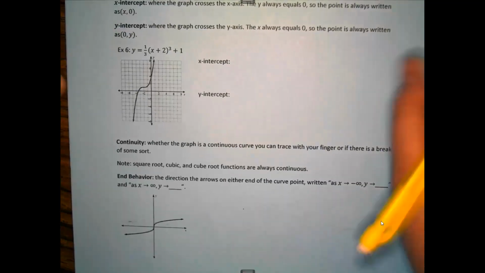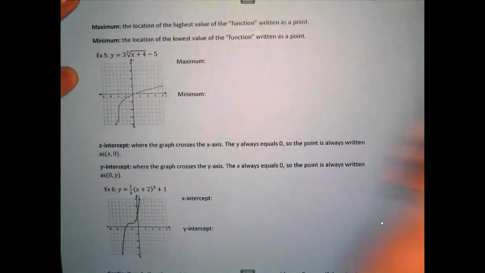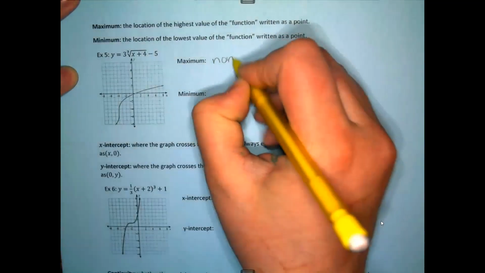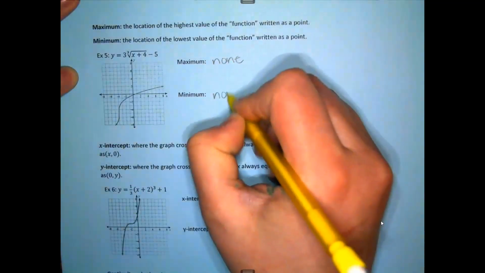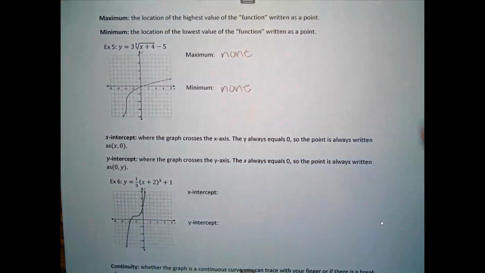Over here, maximum and minimum, look for mountaintops, look for valleys. These graphs don't have mountains or valleys. So we're going to say none and none. No mountains, no valleys. In fact, for cubic graphs and cube root graphs, we're never going to have mountains or valleys.